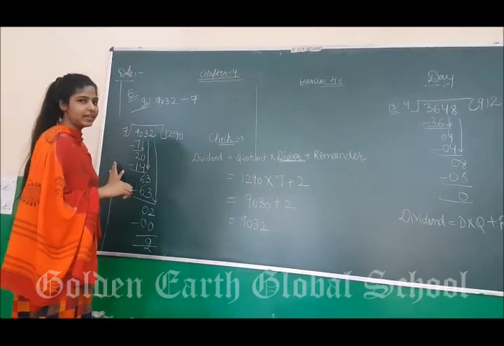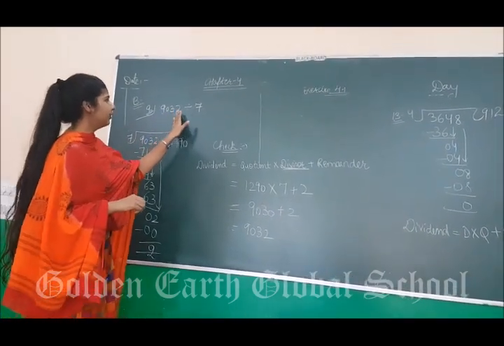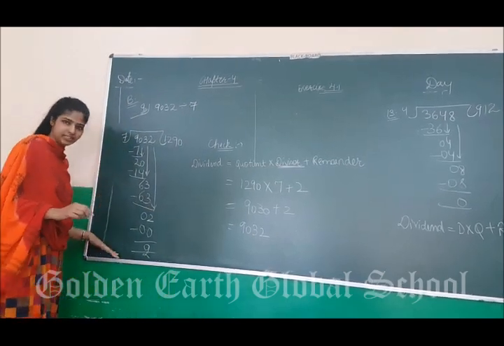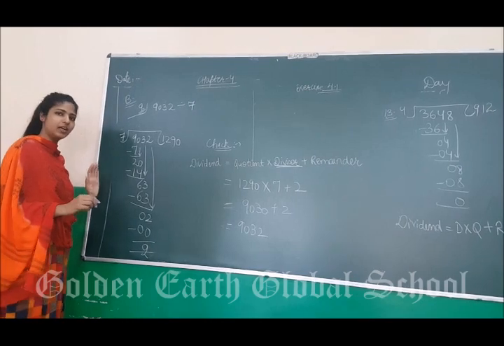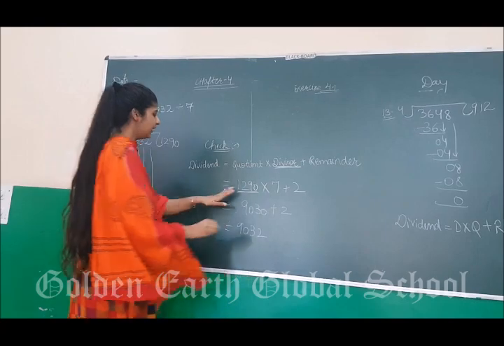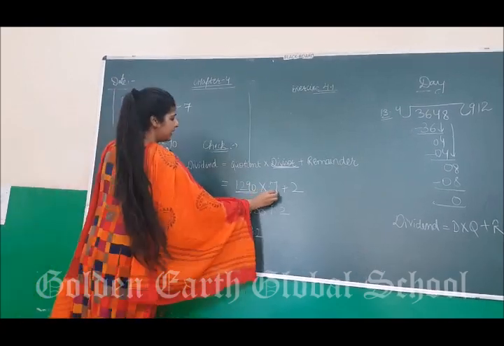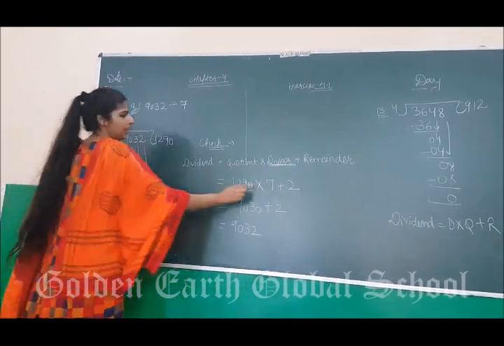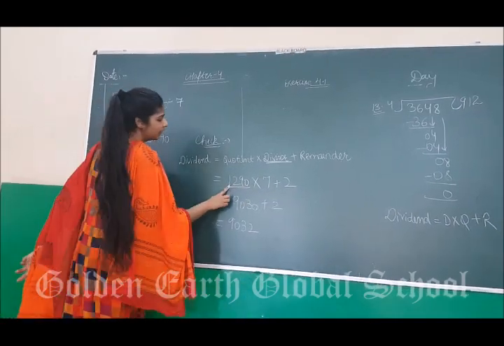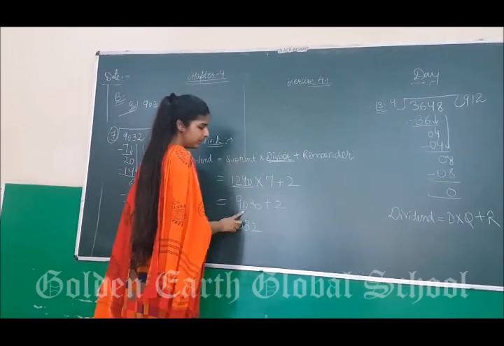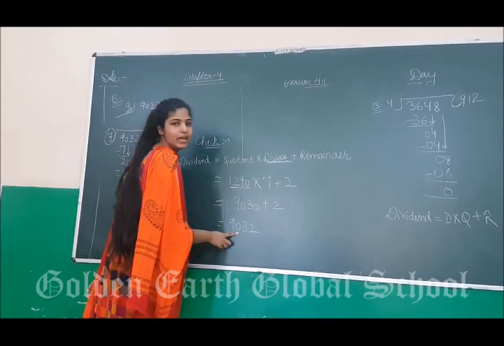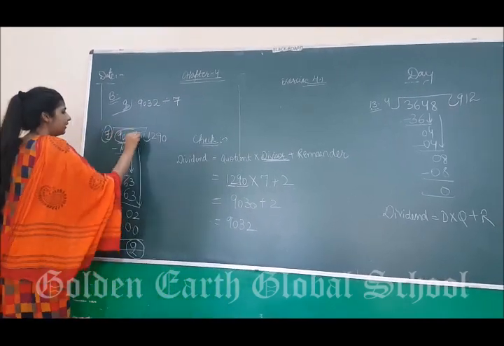Now the ninth part is 9032 divided by 7. First of all you have to complete the division steps as we already discussed in the previous questions. Now to check, you have to do quotient, this part, multiply divisor, this 7, plus remainder, the last digit that is left over. So 1290 multiply 7, this is 9030, plus remainder 2, 9032. That is your dividend part.